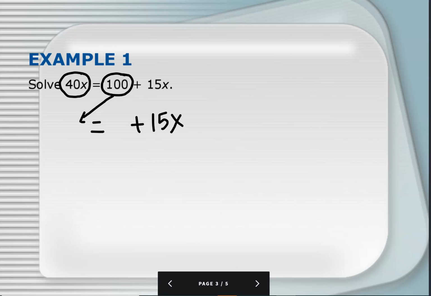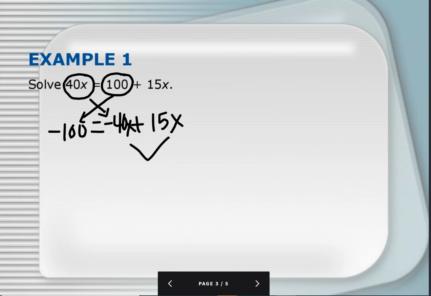Now these two are going to switch places. Again, if you haven't caught that, we want all the numbers on one side, we want all the variables on the other side. So here it's 100. It's a positive 100, so it switches to the other side. It becomes a negative 100. This is a 40x, so the opposite of 40x is negative 40x.